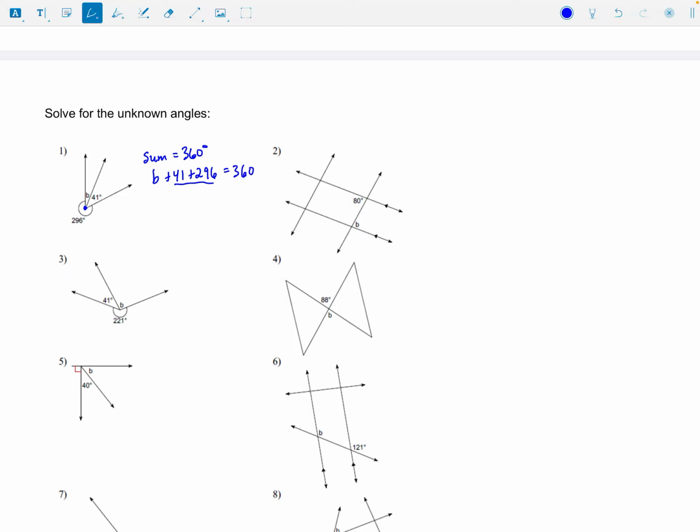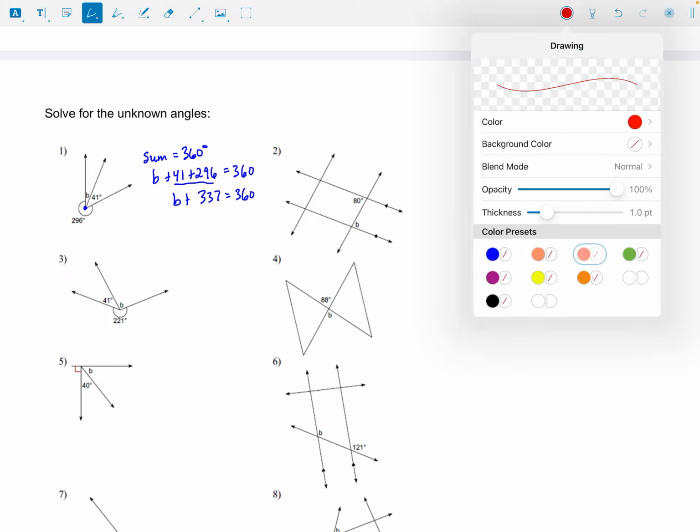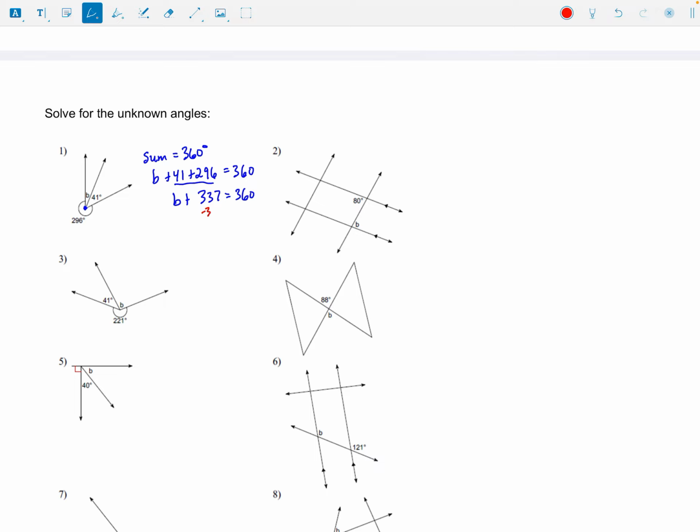If we collect these two together, we get B plus, and we have 41 plus 296, which equals 337 equals 360. And we want to get B by itself, so we'll subtract 337 from both sides. And we get that B equals 23 degrees. Okay. Let's look at number 2 here.